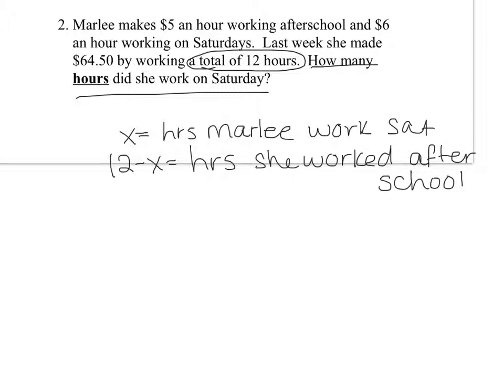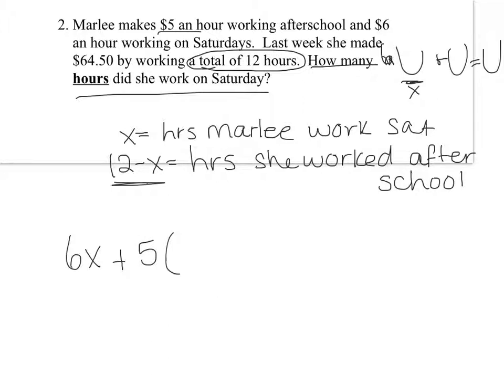Okay. All right, but now again, it's a value question, and with thinking of our buckets, there's my buckets. I need something here and something here. So I've got my X here for Marley on Saturday, and on Saturday she makes $6. So it's going to be 6X plus, on after school, she makes $5 an hour. So 5 times (12 minus X), making sure we put that 12 minus X in parentheses because it is an expression with addition and subtraction. And it equals a total of the amount she made for the week, which was $64.50.